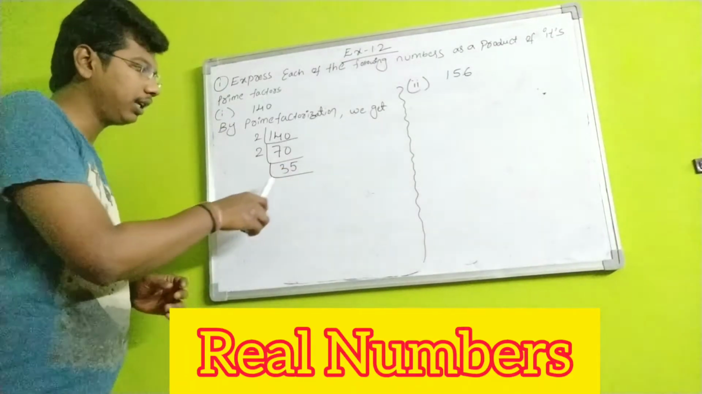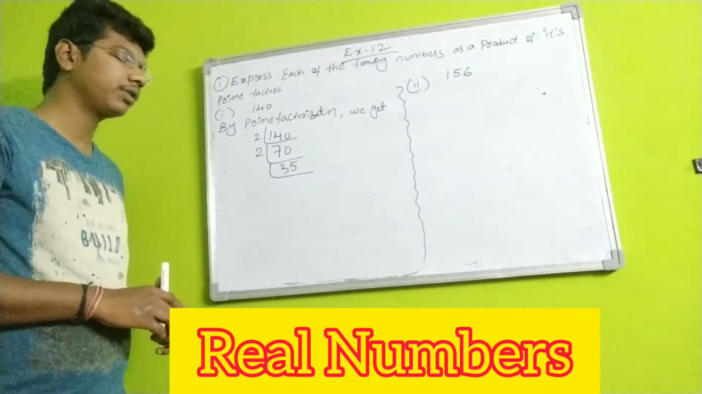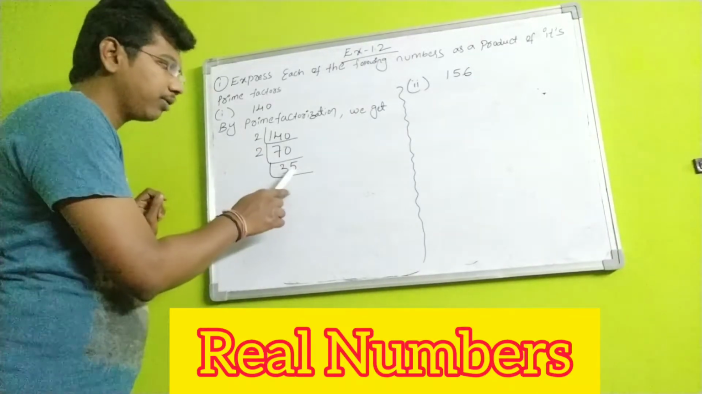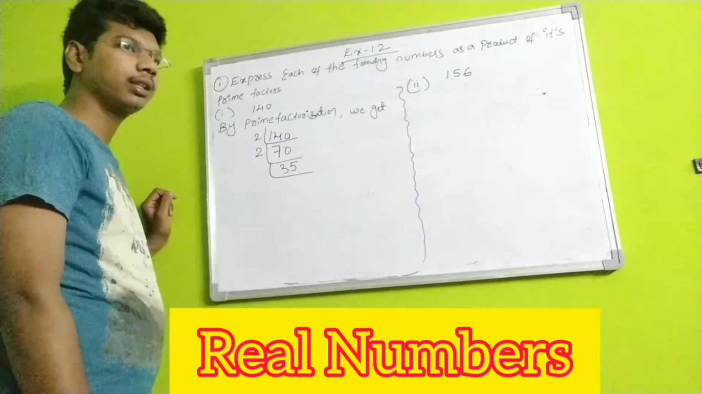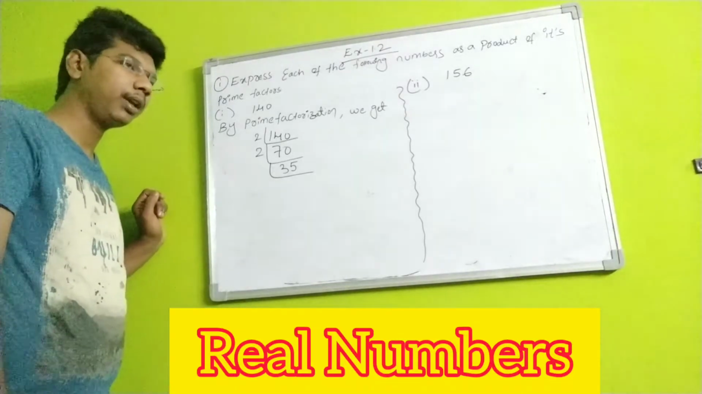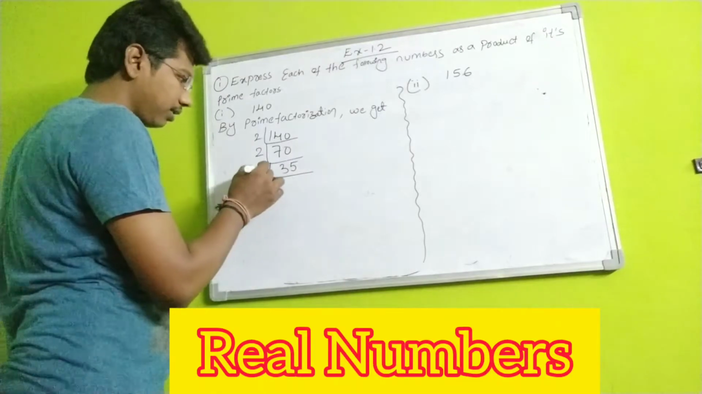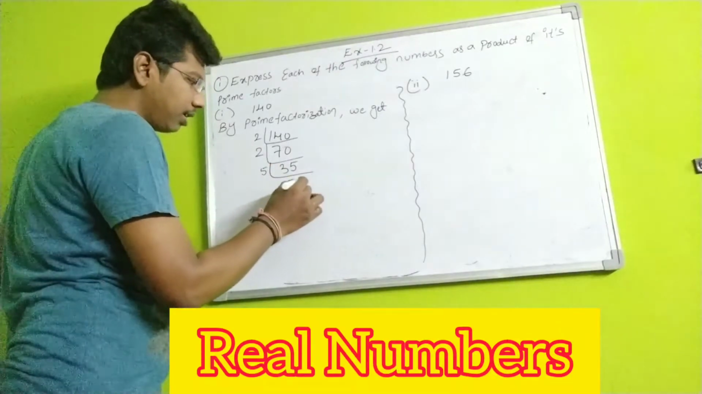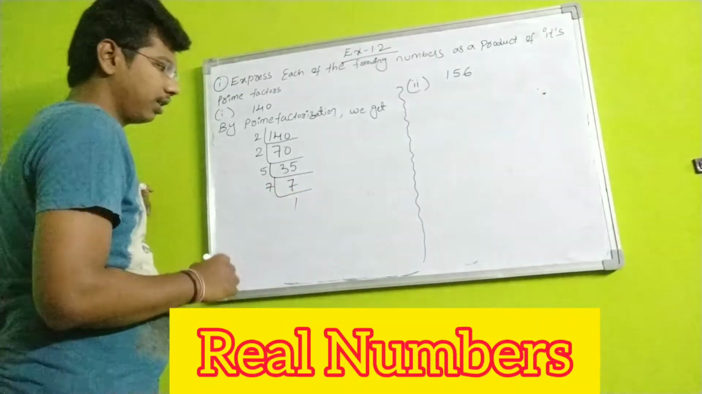Now next 35. Clearly, students, this is not divisible by 2. Now check divisible by 3. Now 3 plus 5, 8, students. 8 is not divisible by 3. Now check 4. 35 is not divisible by 4. Next 5, students. Yes, 5 sevens are 35, students. Next 7 ones are 7.